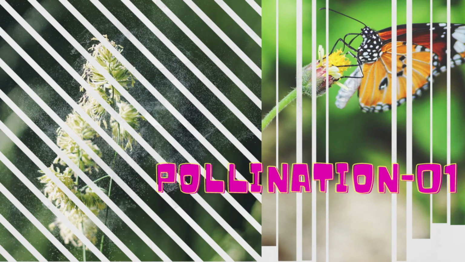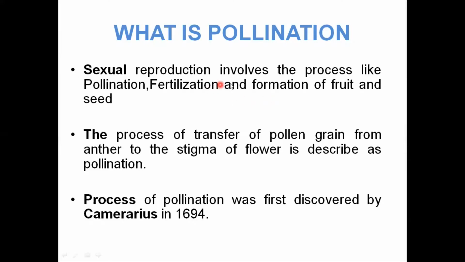Now we will discuss pollination. Sexual reproduction involves processes like pollination, fertilization and the formation of fruits and seeds. The most important process is pollination because it gives us seed production, and from that seed we can produce new plants.